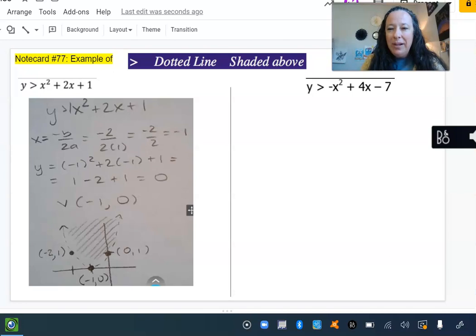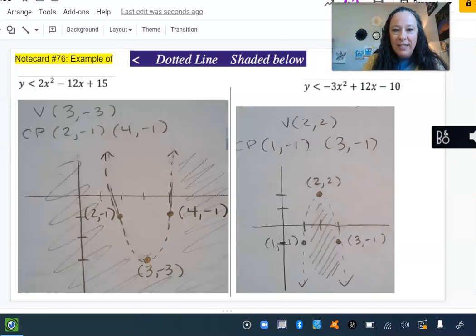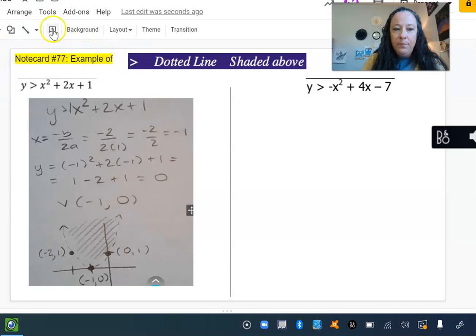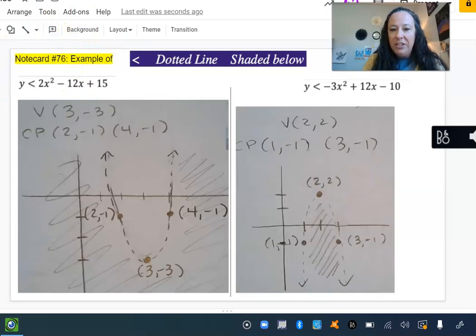Guys, I can't remember if I gave you time to finish up note card 76. So there we go. There's note card 76. Two examples really of a dotted line shaded below. Just one's opening up and one's opening down. All right. So pause me if you need to.